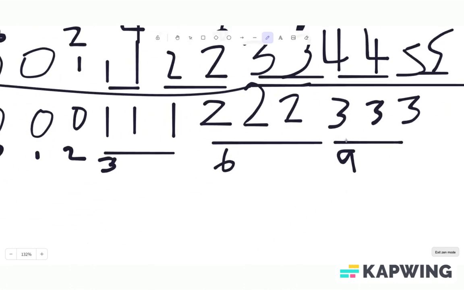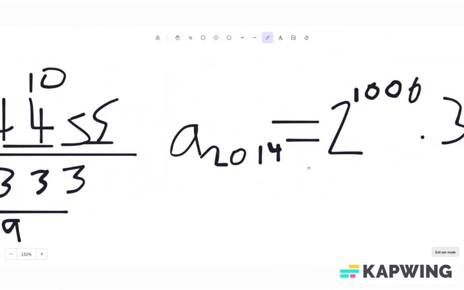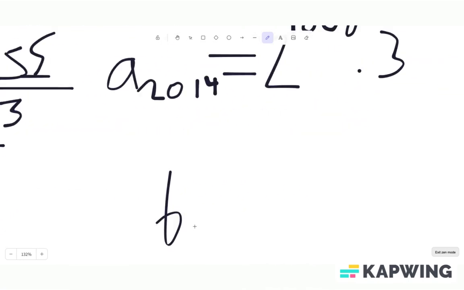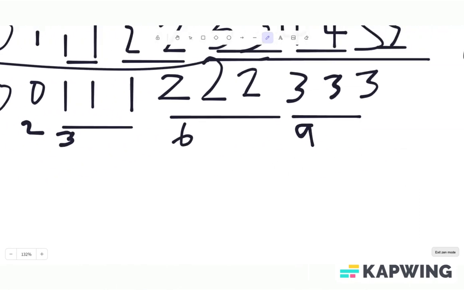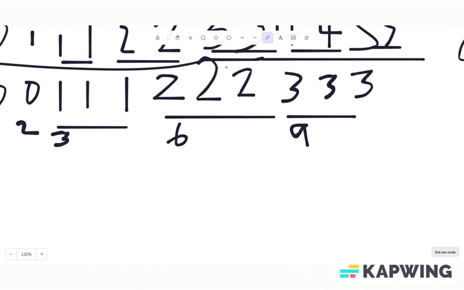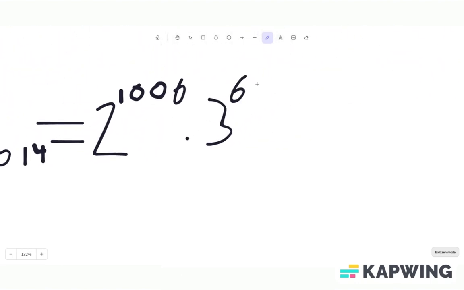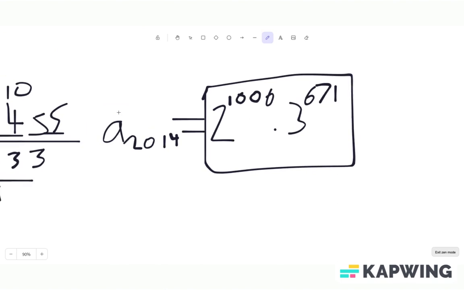And on the power of 3, it repeats every 3, so you can just divide by 3. So 671, and it's one more than 671 times 3, so if you go one more, it's still that same power of 3. So you can just put 671. It's best to leave it in the form of a power.